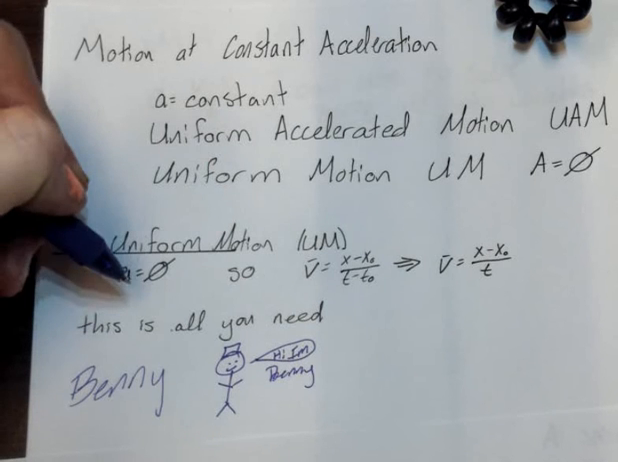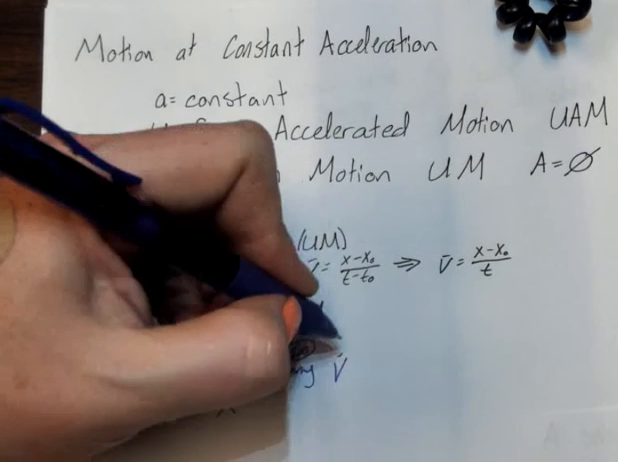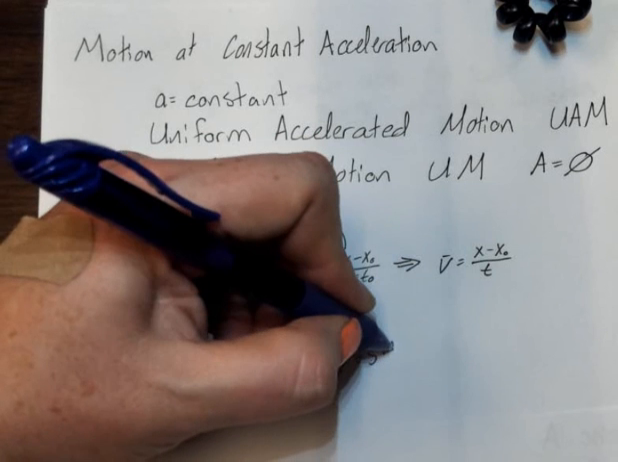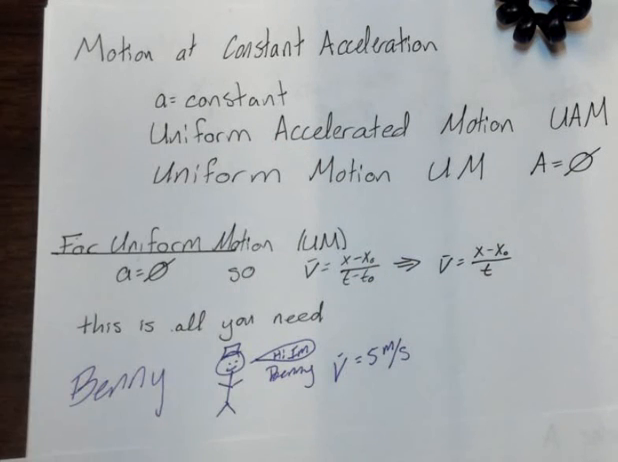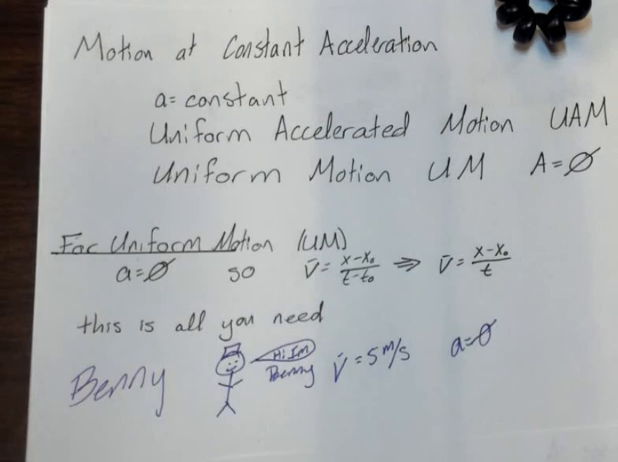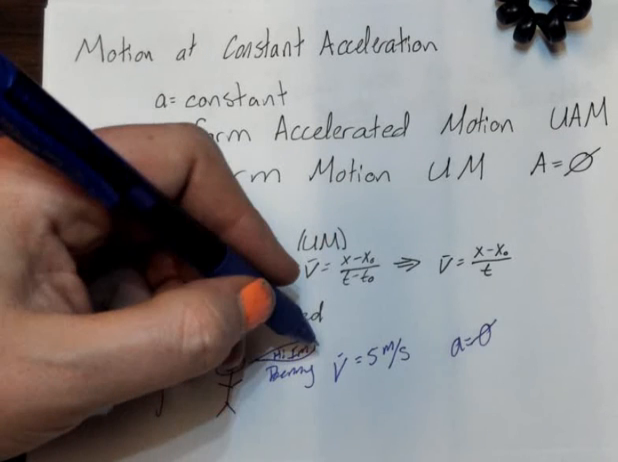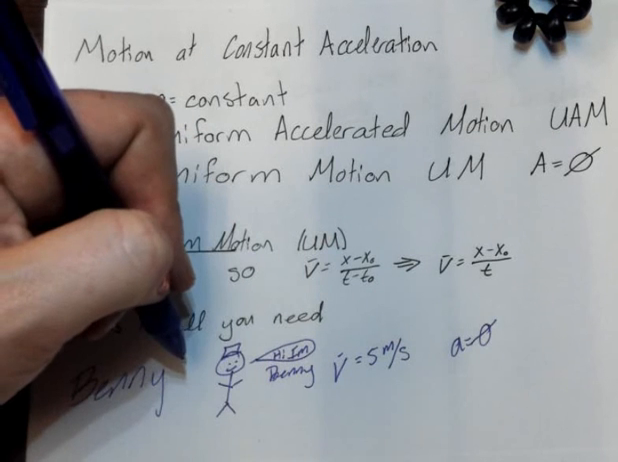But Benny is traveling with uniform motion. He is traveling with a velocity of 5 meters per second. So we could figure out anything we want, because Benny's acceleration is 0. Benny doesn't accelerate. He just says scary things inside of your head.